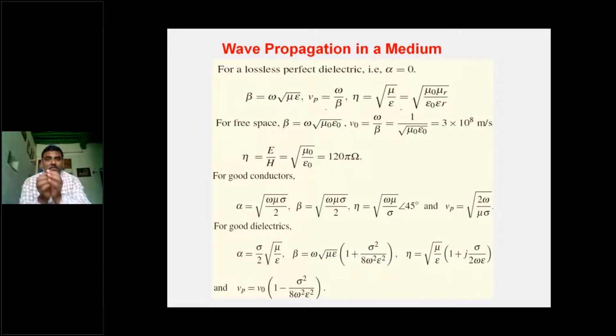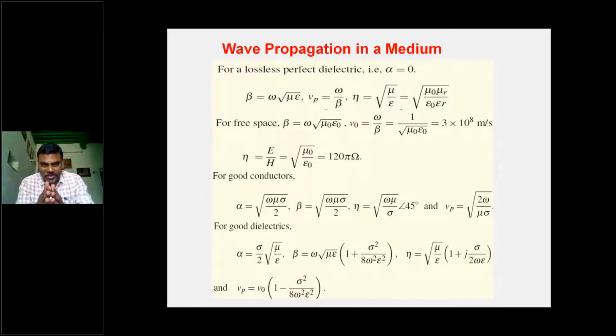See here, whatever the wave propagation in the perfect dielectric media or in the perfect conductor, or whatever the case of the media, good conductor or good dielectric, there is no need to write the corresponding wave equations. We just have to describe the wave propagation characteristics. That means what is alpha, what is beta, what is gamma, what is Vp, the phase velocity, what is the intrinsic impedance, what is the loss tangent, etc.